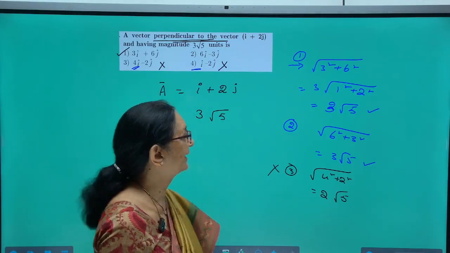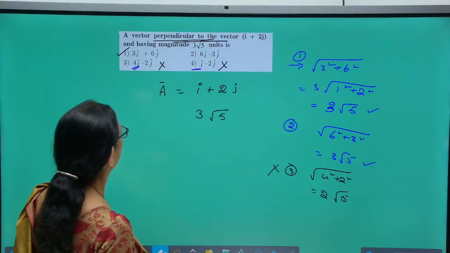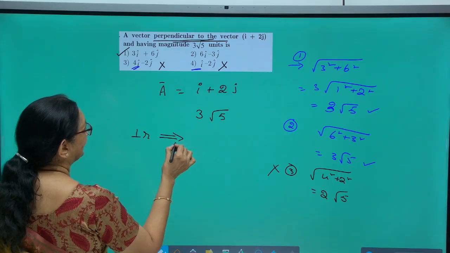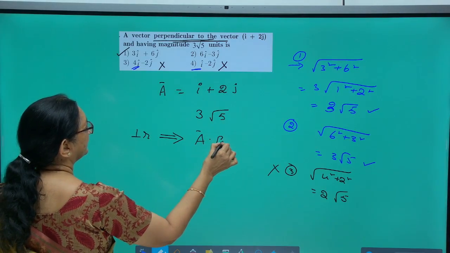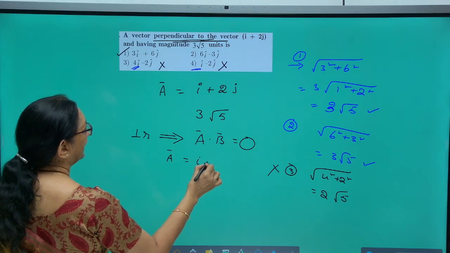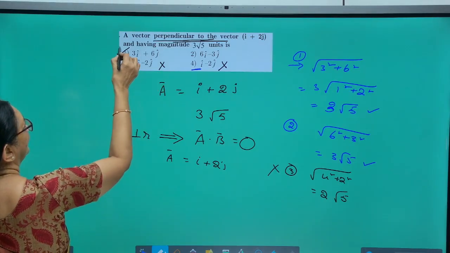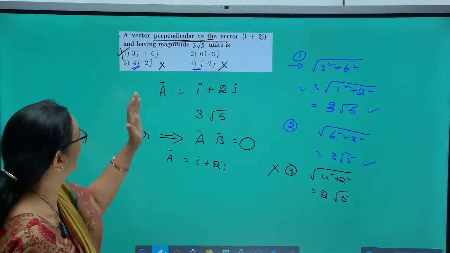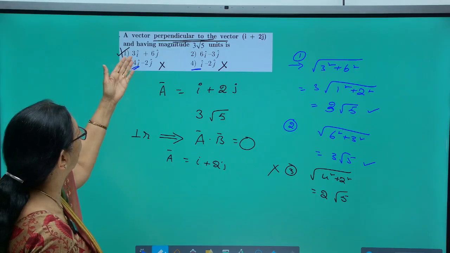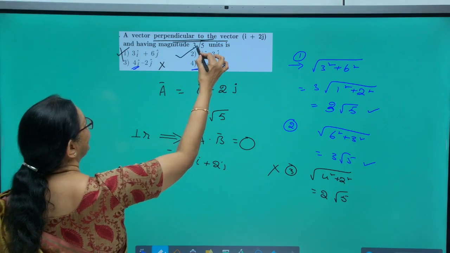Now, the next check is that our given vector A bar must be perpendicular to this. When two vectors are perpendicular, immediately we say the dot product of the two vectors is equal to 0. So, A bar is given as i plus 2j. If you look at the first option, very obviously as these two are positives, these two are positives, that cannot be the vector perpendicular to this one because the dot product cannot be 0. So, let us try with the second option.